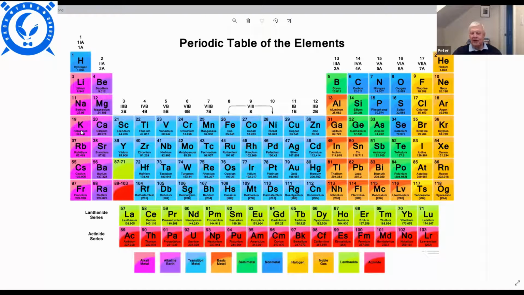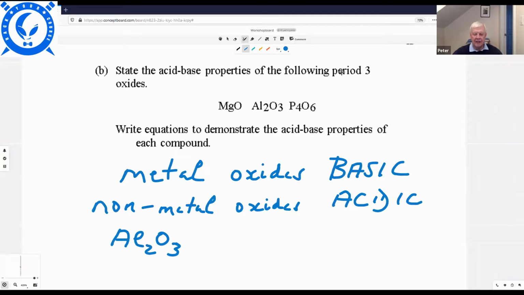So the metals will all form basic oxides, the non-metals form acidic oxides. The aluminum oxide can react both ways. It's amphoteric. So we go back to this here. Al2O3 is amphoteric.